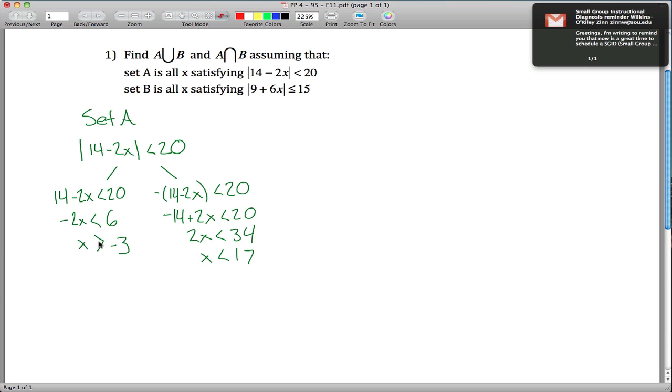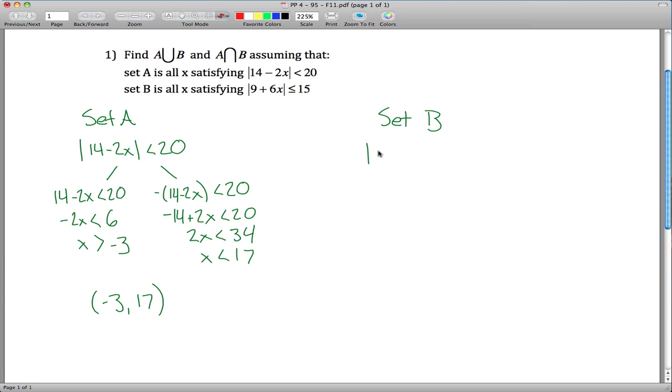So set A, we need x to be greater than negative 3 and less than 17. So that's everything from negative 3 up to 17. And we can do something similar with set B. See, now it's 9 plus 6x. Absolute value has to be less than or equal to 15.